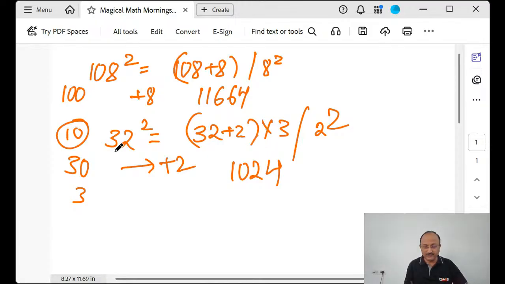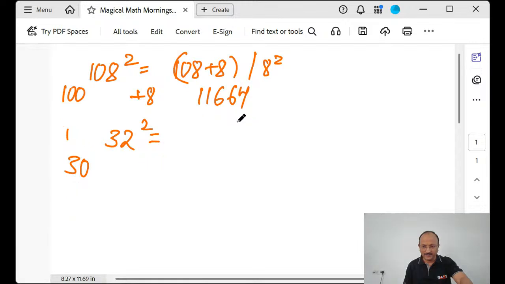The only step that is different is whatever sub base we have. 20 means we will multiply with 2, 30 means we will multiply with 3, 50 means we will multiply with 5. That is the only difference in this step. Rest everything is exactly the same. Okay, let's take one more number.